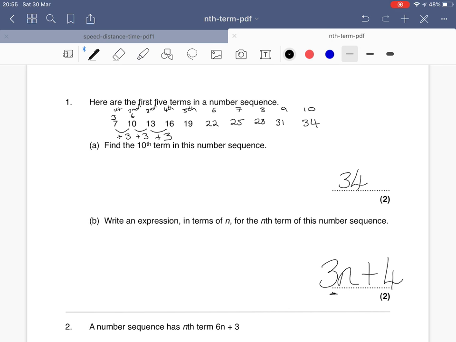Another way to think of it is to find the zeroth term. So if n was 0, you would just need to go back. So something plus 3 is 7, and that is 4. So we've got plus 4.